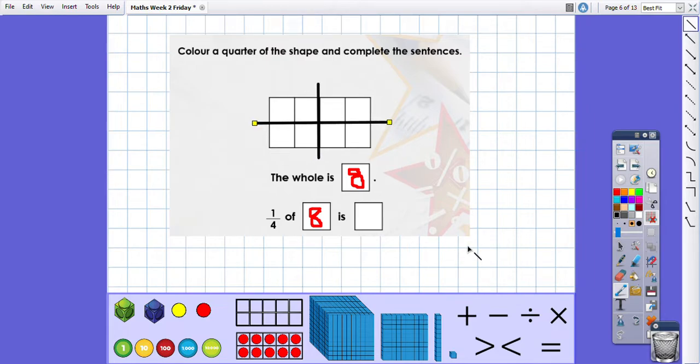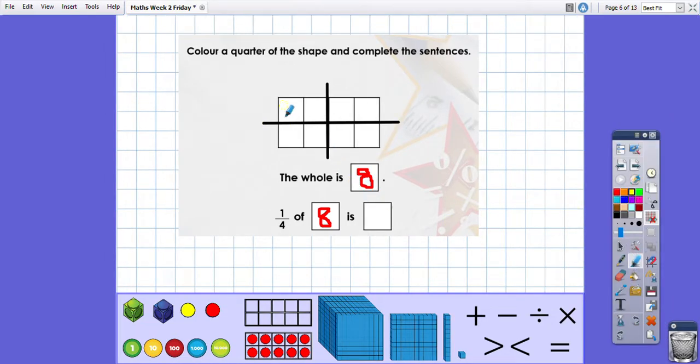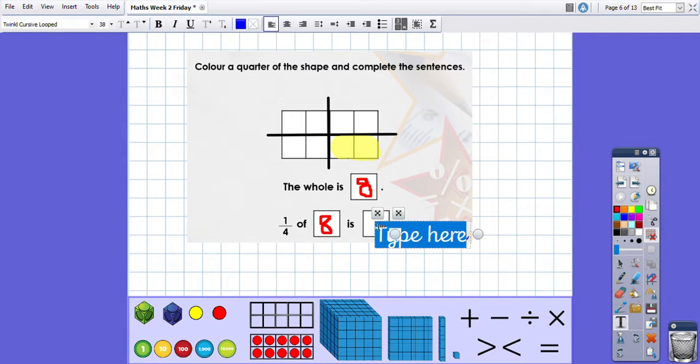Just like that. Okay. And I'm going to colour 1/4. See if you can remember, does it matter which quarter I colour? No, so I'm going to colour this quarter today. How many pieces are in that quarter? There are 2. Okay, so 1/4 is 2. That's a really bad 2, Miss French, so let's type it so you can all see that it is definitely a number 2.